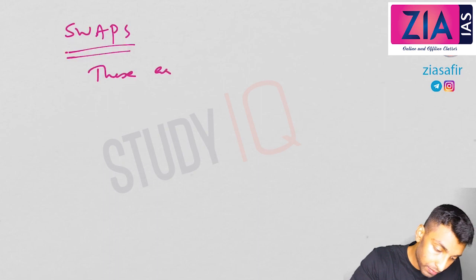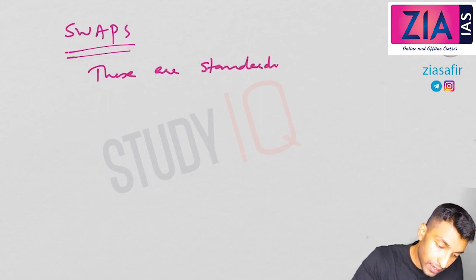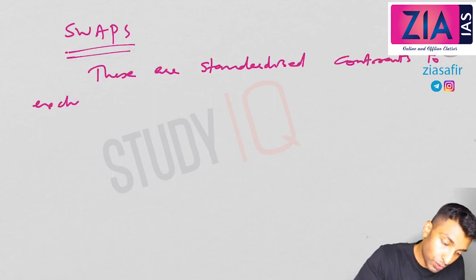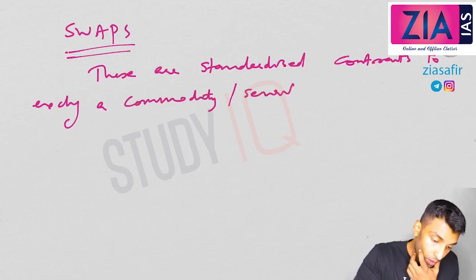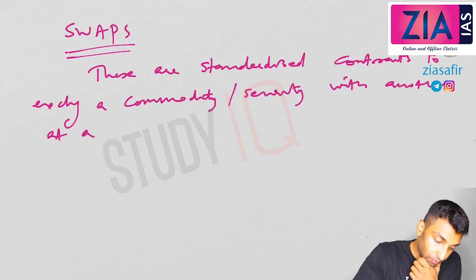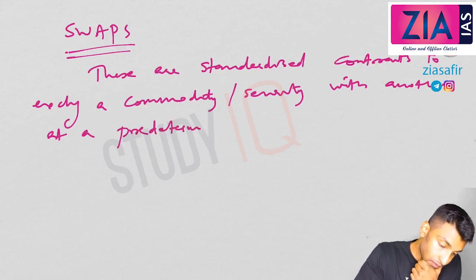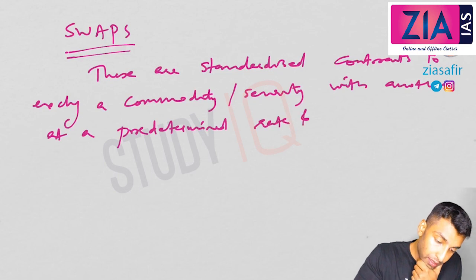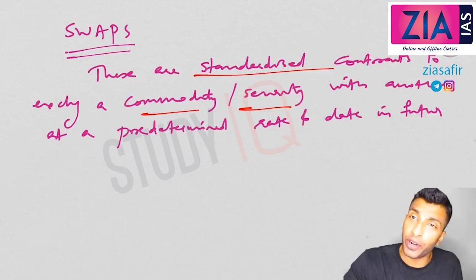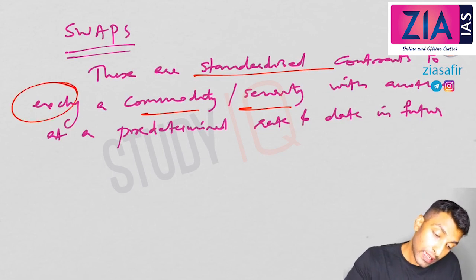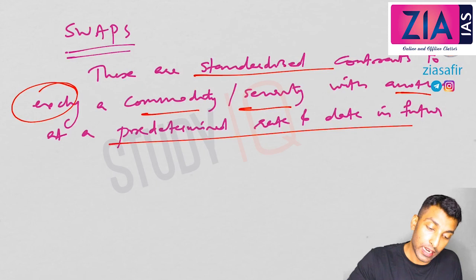So swaps, these are standardized contracts to exchange a commodity or security with another at a predetermined rate and date in future. So these again happen in the exchange. It can be commodity, it can be security, exchanged with another at a predetermined rate and date.